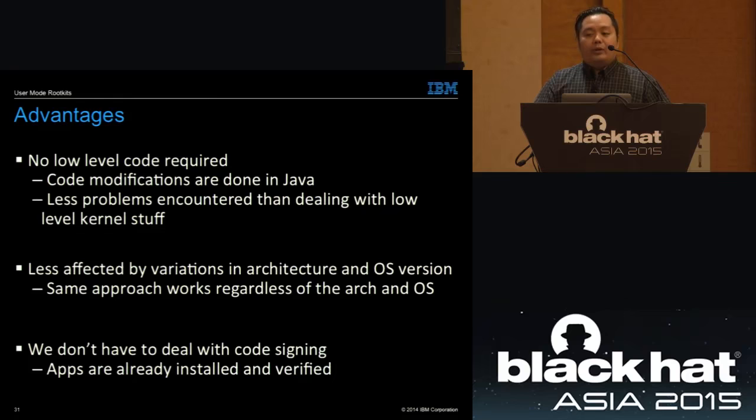The reason for this is that we are simply using dex2oat itself, or ART itself, to generate our code, so there's less room for errors. Another advantage is that we don't have to deal with code signing at all. Since your apps are already installed, they're already verified. All we're doing is changing the code that has been taken out and compiled outside of the application's package, so we don't have to deal at all with code signing.